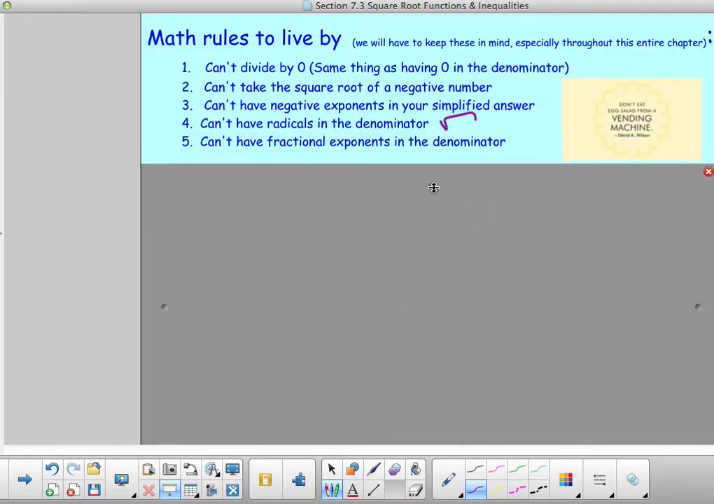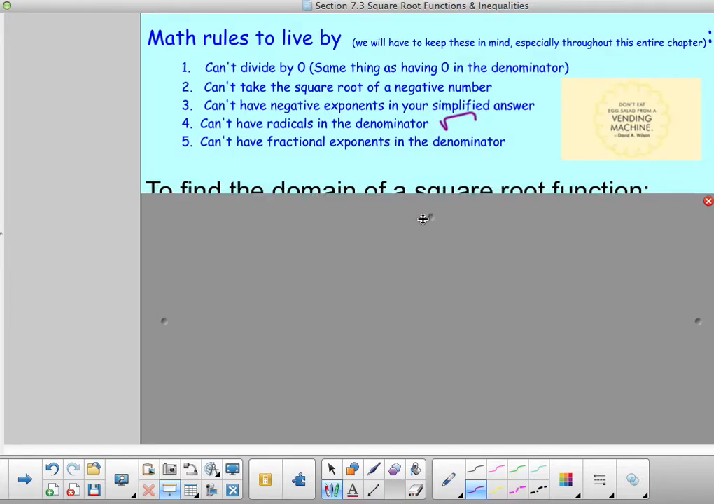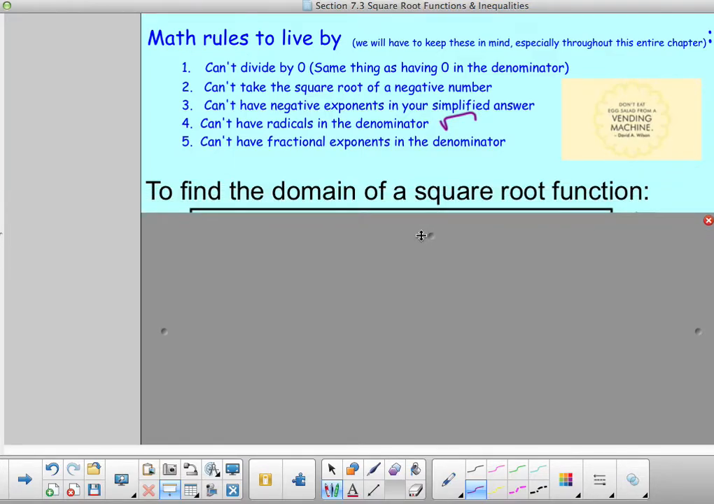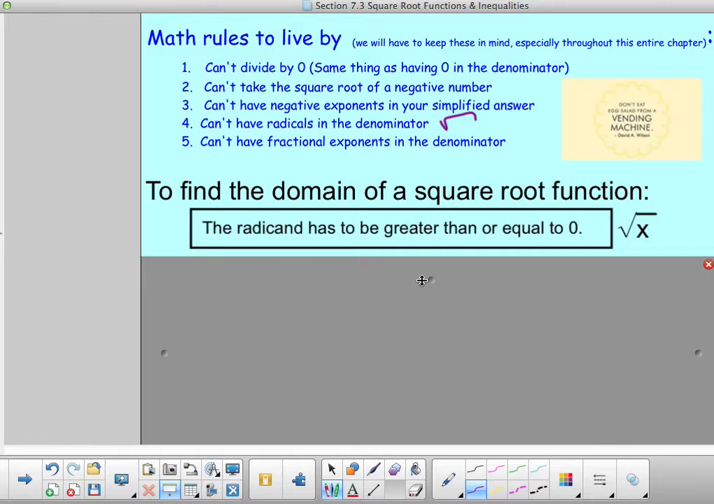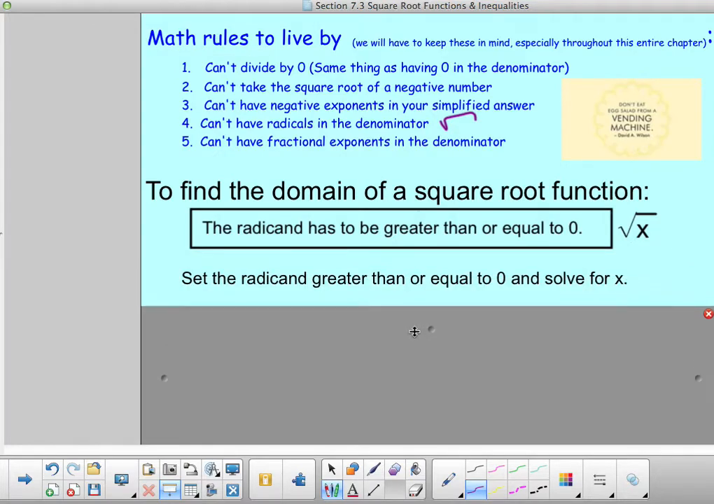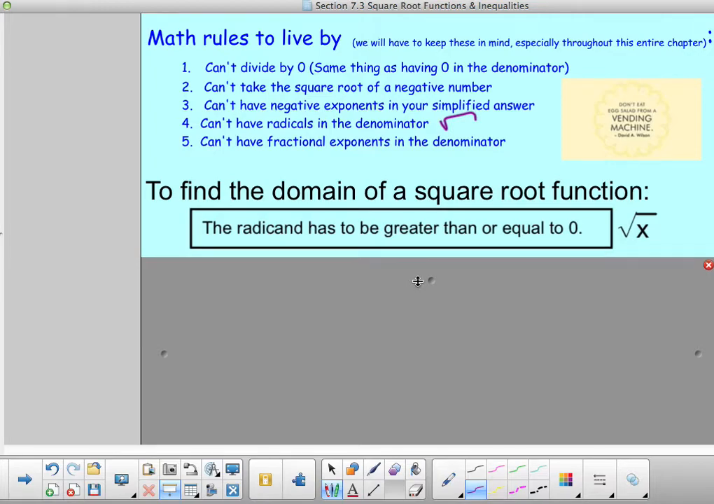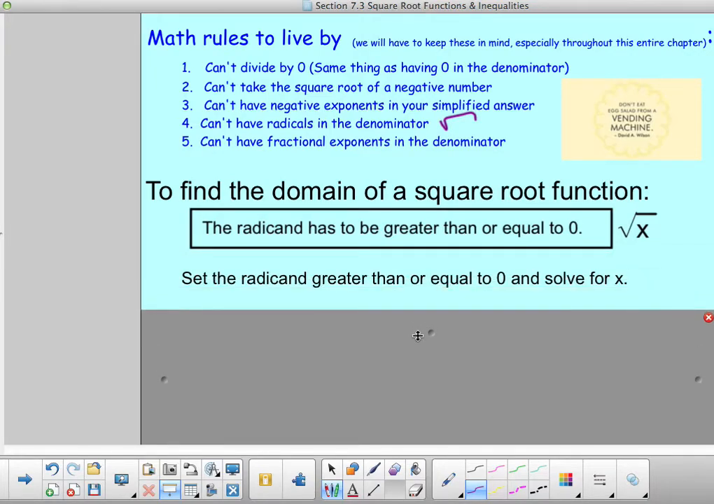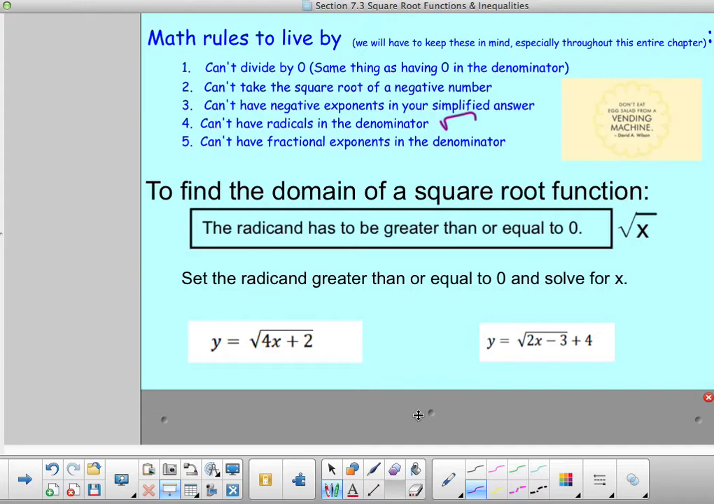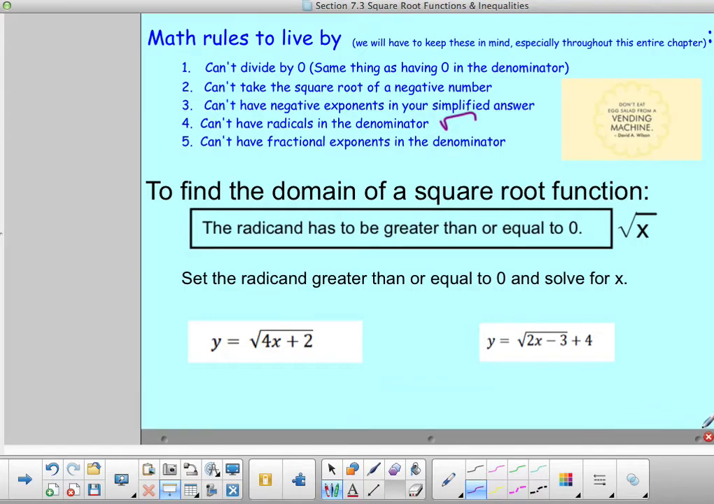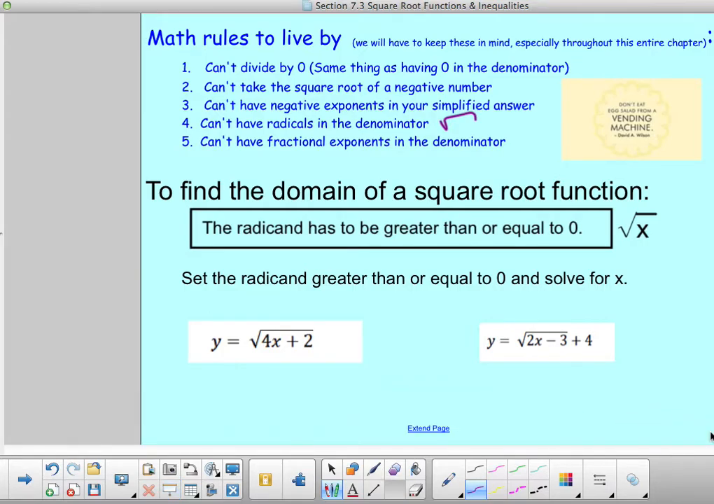And you can't have fractional exponents in the denominator. So to find the domain of a square root function, I already talked about this, but the radicand has to be greater than or equal to 0. So set the radicand greater than or equal to 0 and solve for x. So here are 2 examples. We want to figure out what the domain is.